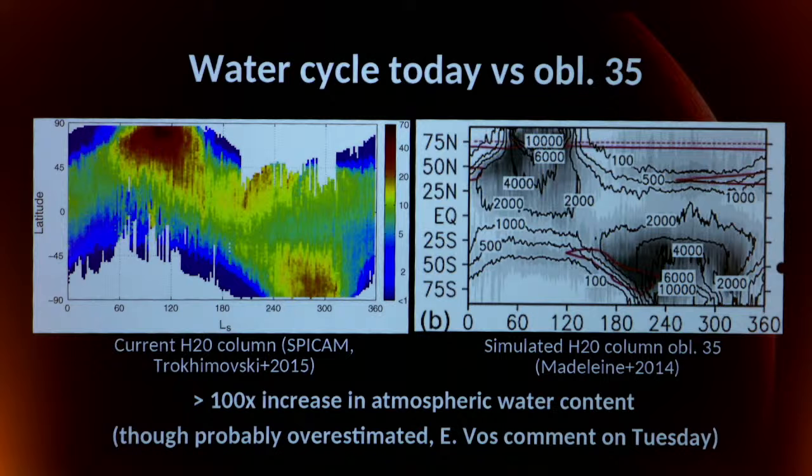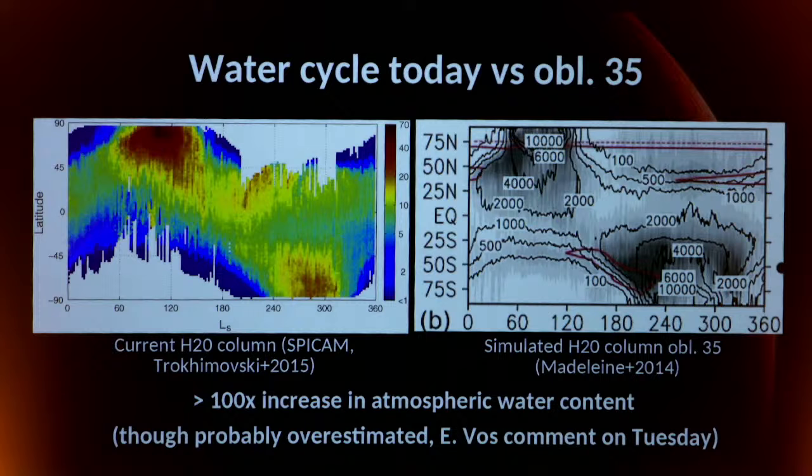So the objective of this work was to use the Mars planetary climate model that we have been showing, which can reproduce the measurements of current hydrogen escape, to explore what the hydrogen escape would be in these high obliquity conditions, in which the atmosphere was much more humid than it is today.